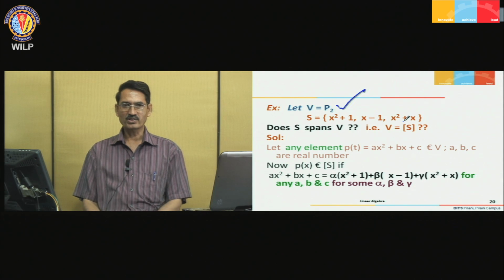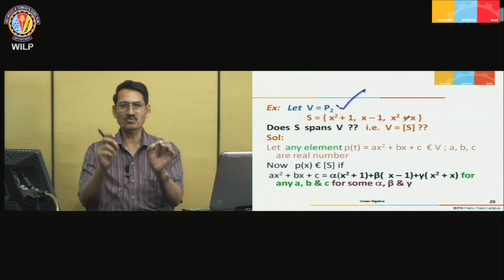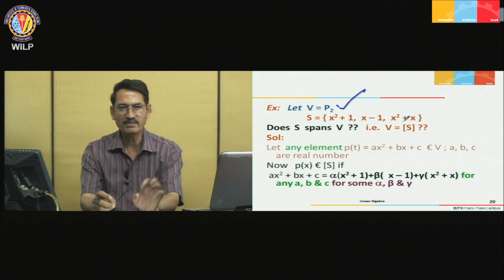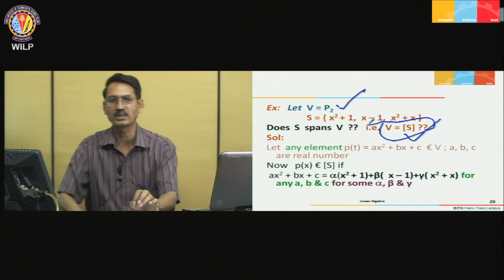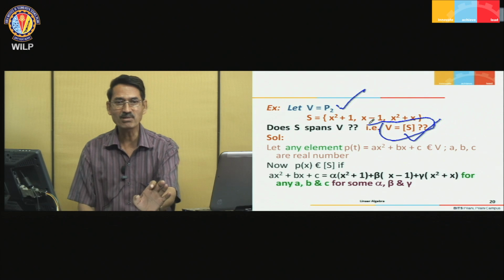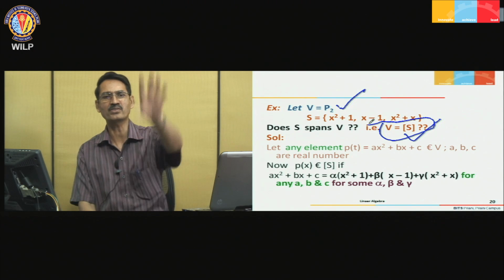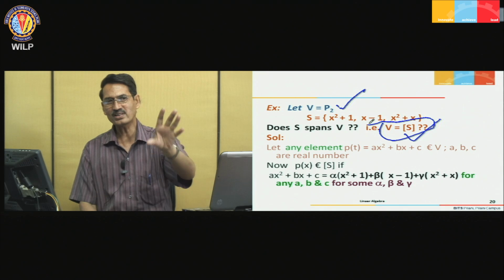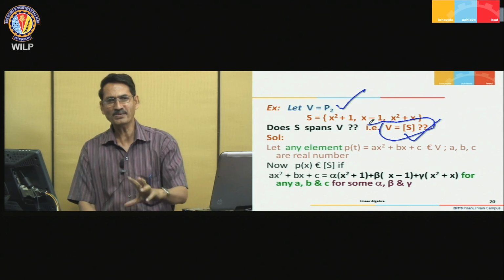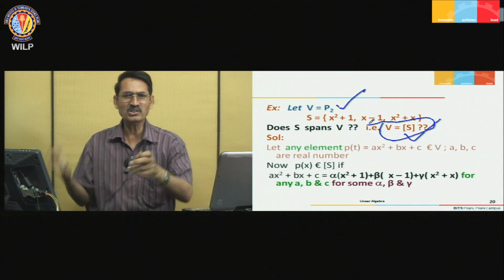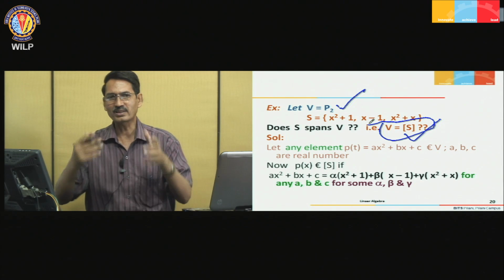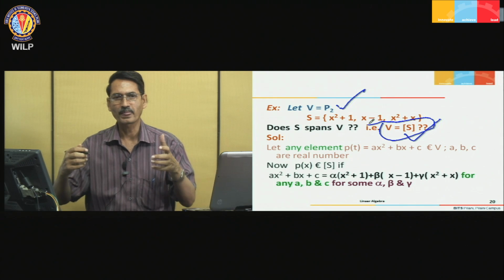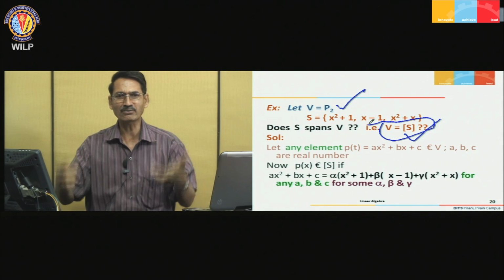Remember here, first of all, what is the meaning of S spans V? V is a vector space. S spans V means span of S must be equal to V. But just now we have seen span of S is always a subspace of V. When it is a subspace, it is also a subset. A subspace must be a subset. So, span of S, being a subspace of V, is also a subset.